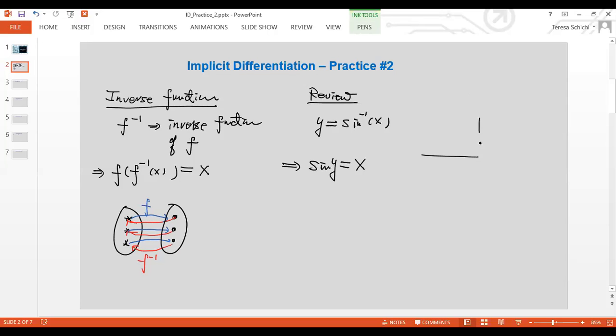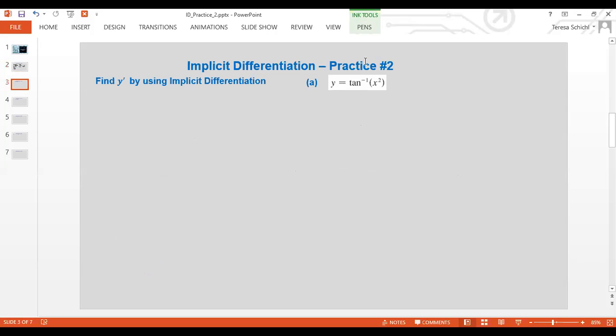So if you have a right triangle, this will be your angle y, and sine y is equal to x. Sine is opposite over hypotenuse, so this is x, this is 1. Then by the Pythagorean theorem, this will be the square root of 1 minus x squared. That's the relation: y equal to arcsine x, and then sine y equal to x. The same idea you can apply to cosine, arccosine, or arctangent. It's very similar. Okay, let's take a look at our first example.